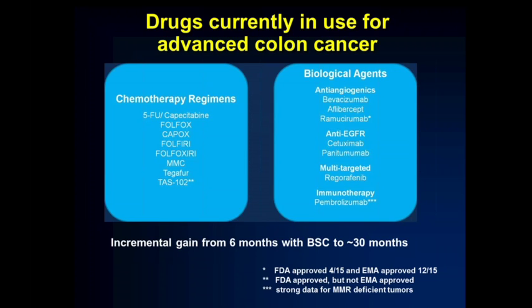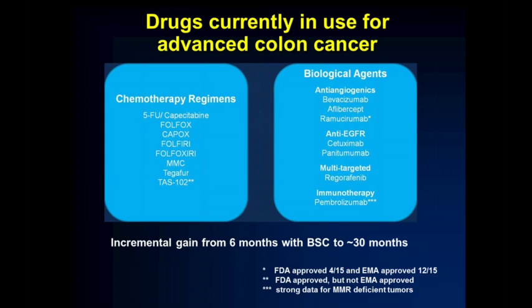Mitomycin we won't really discuss, and Tegafur we won't really discuss, mitomycin being an older agent and Tegafur being not available in the United States. And TAS-102, or Lonsurf, recently approved, we'll discuss. The biologic agents include, in general subsets, and we'll talk about all of these, anti-angiogenic agents, and there are 3 of them, including bevacizumab, aflibercept, and ramucirumab. Anti-EGFR, there are 2 options there, and then multi-targeted therapy, regorafenib. And then there's immunotherapy, pembrolizumab, that we're not going to discuss.